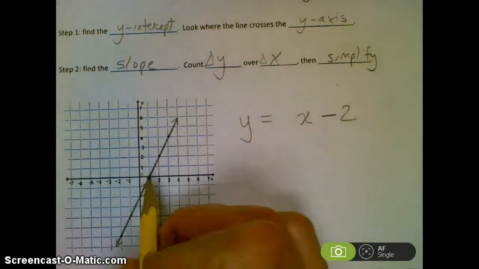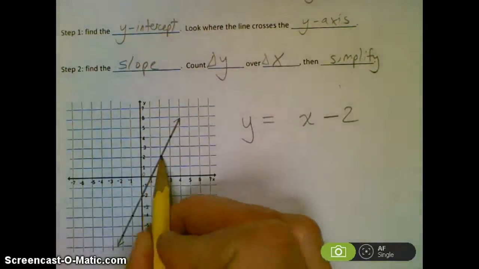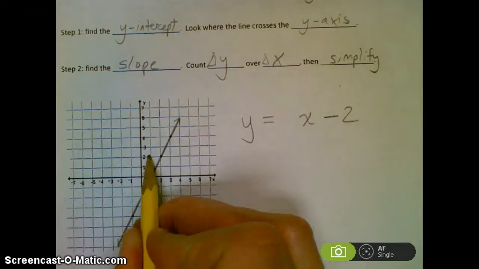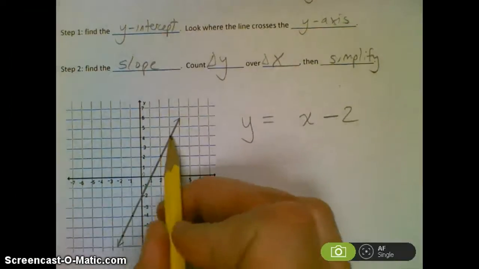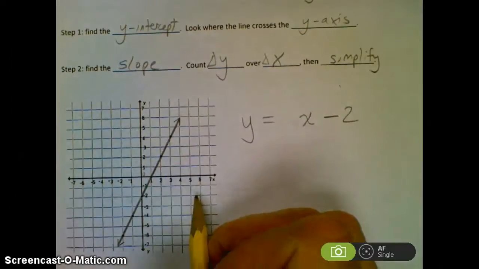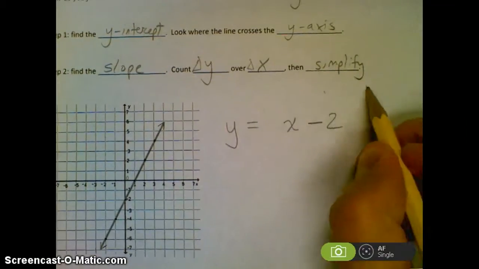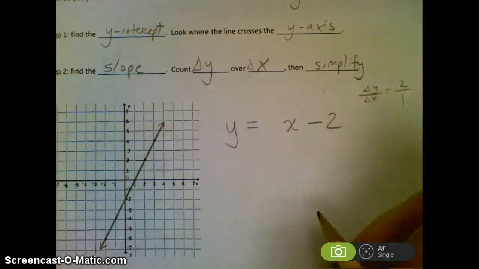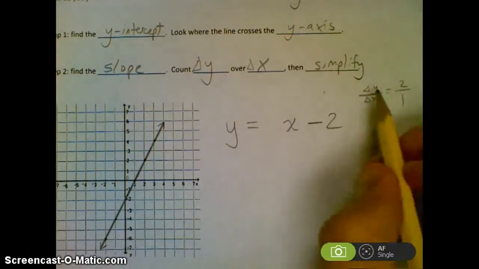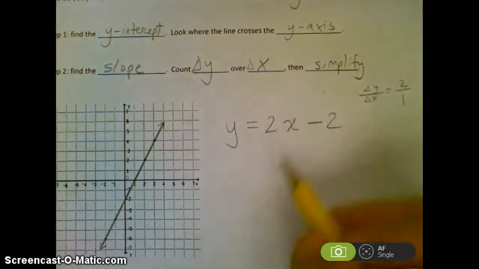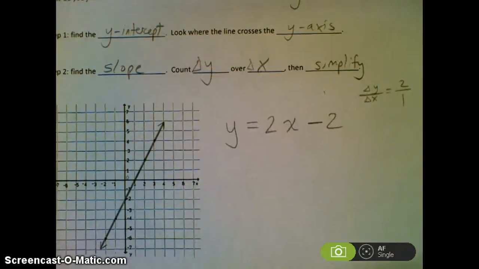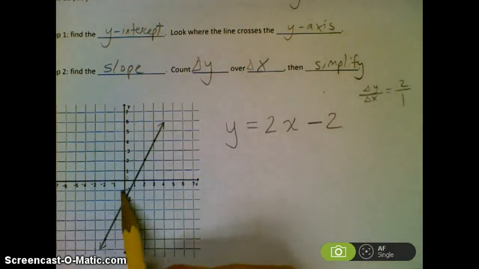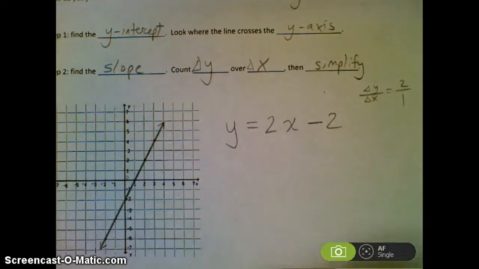So I'll just start here at this point. Between this point and that one, I go up 2 and 1 over. This point and that one, up 2, 1 over. So the slope is the change in y over the change in x, which is 2 over 1, or rise over run, as they say. So the slope here is 2. So 2x, I can see it goes up 2 over 1, and it crosses the y-axis at y equals -2. Easy.